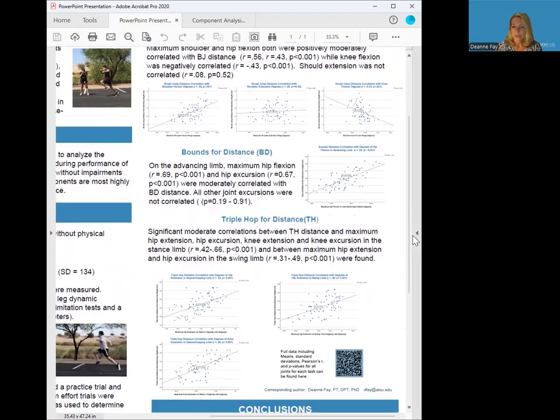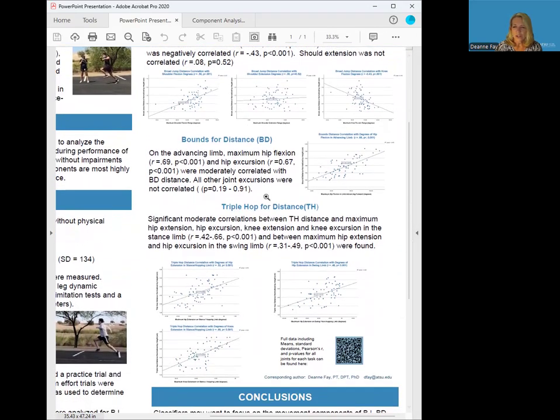Moving to bounds. For bounds, the only joint that showed a positive correlation was the maximum hip flexion achieved in the advancing limb. So as a leg was swinging out to take that next step, the maximum hip flexion, and then along with that, the overall hip excursion showed positive correlations. The other joints did not show any significant correlations with overall bound distance.